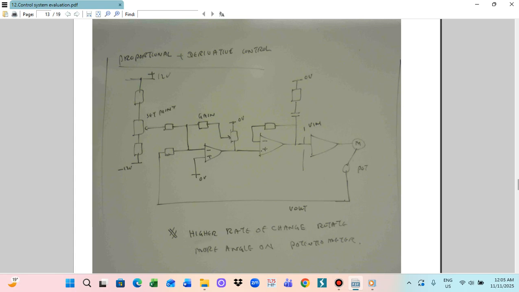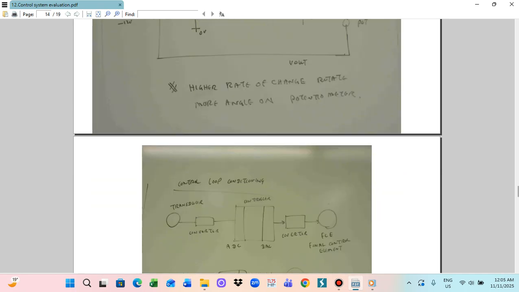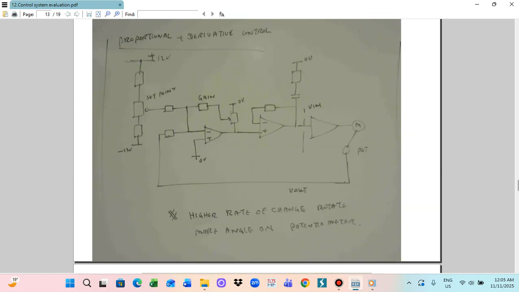And after this, the analog output control is changed to the converter. Then this is connected to the SCE. SCE is the final control element.